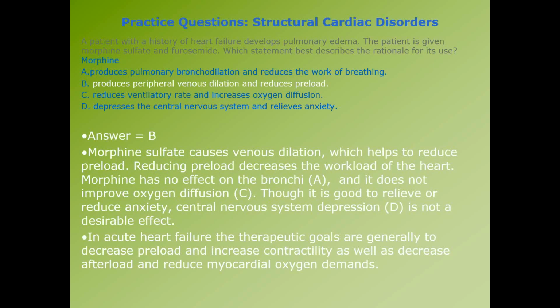The answer is morphine will produce peripheral venous vasodilation, and peripheral venous vasodilation will keep blood in the feet and will reduce the amount of blood that is returned to the right side of the heart, and this will reduce volume returning to the heart. That's another way of saying reducing preload, and that will reduce the workload of the heart, because with heart failure, the heart becomes overwhelmed with the demands of the body to increase its pumping ability, and we want to decrease that problem. We want to decrease the workload of the heart.